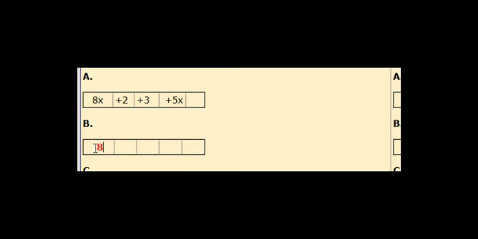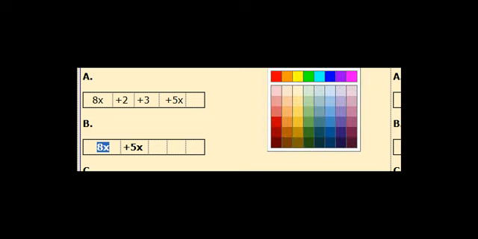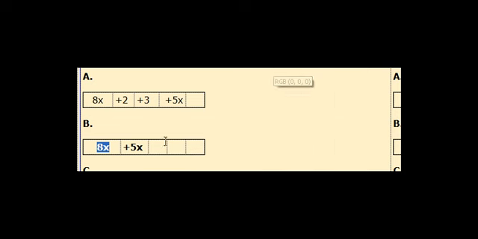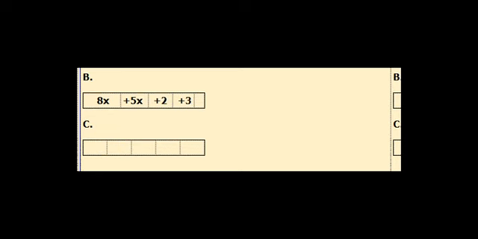So I'm going to leave the 8x in the front. I'm going to put the positive 5x next so that the like terms are next to one another. I'm going to list my constant term, positive 2 next, and my other constant term, positive 3 last. Now, the next step, part C, you must combine like terms.